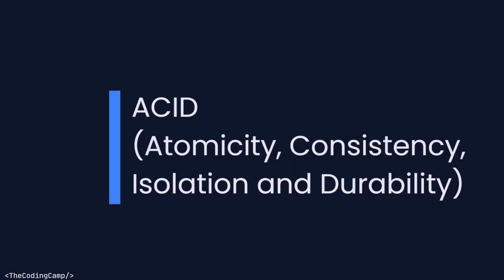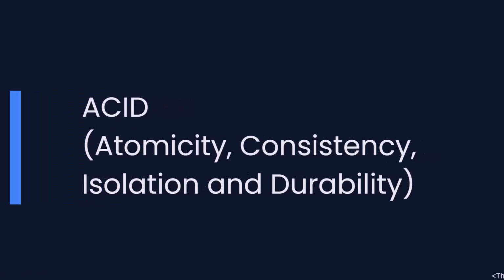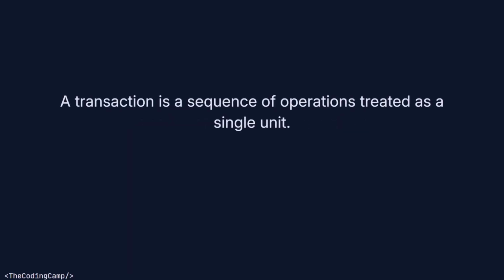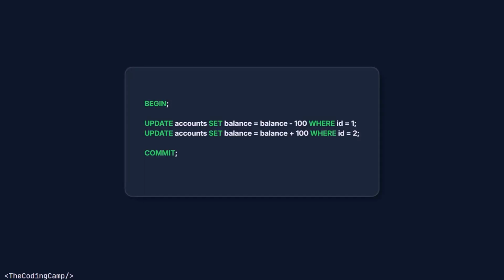ACID stands for atomicity, consistency, isolation, and durability. It's a set of guarantees that ensure reliable and consistent database transactions. Before we understand what each of these means, let's first understand database transactions. A transaction is a sequence of operations treated as a single unit. This is what a transaction looks like. This entire block must behave as one indivisible operation.